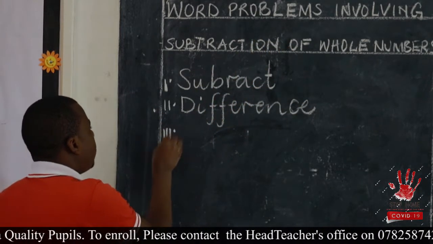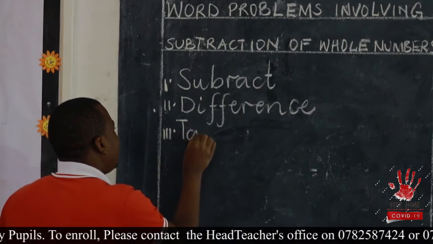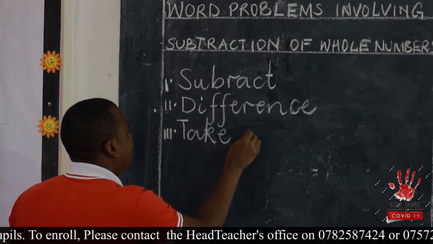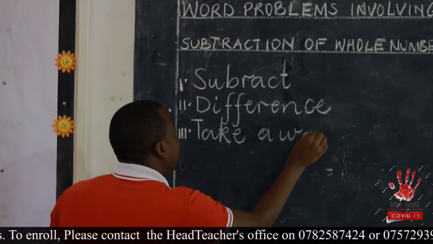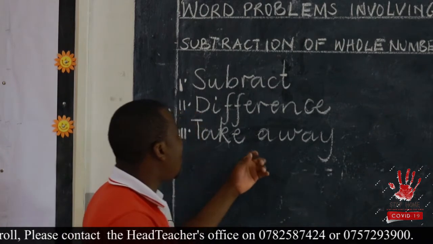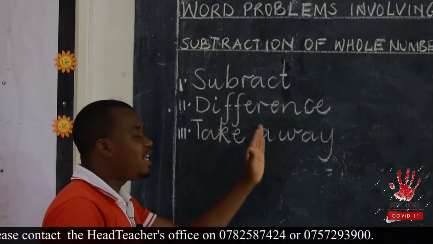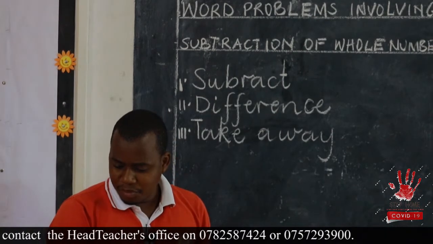Then the third one is, we have take away. Have you ever seen this somewhere? In P2 and P1, I say 7 take away 2. So I mean subtraction. When you see this in a sentence, that will call for subtraction.